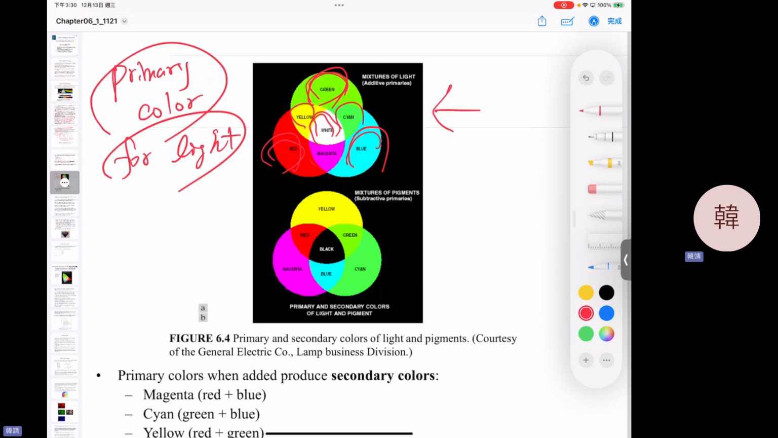But if you have a different primary color system for printing, for pigment, actually we say pigment.